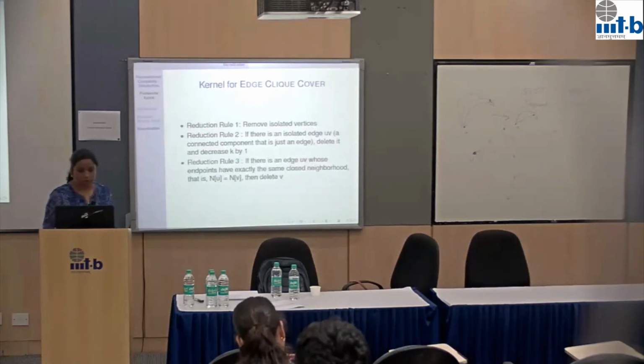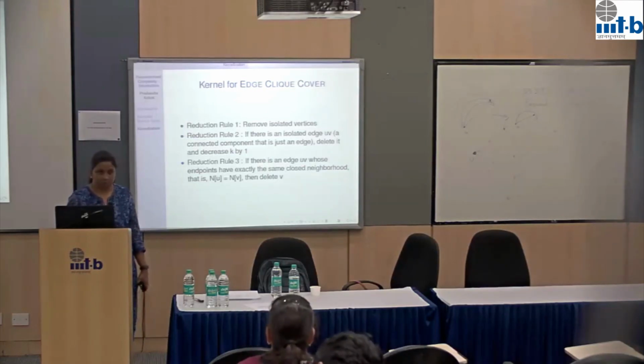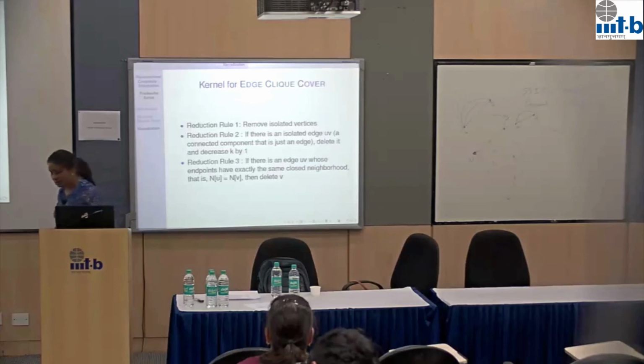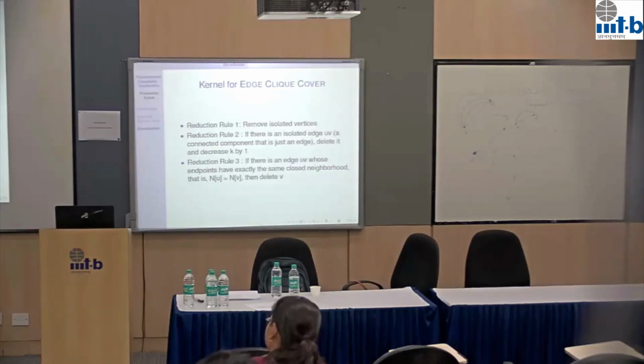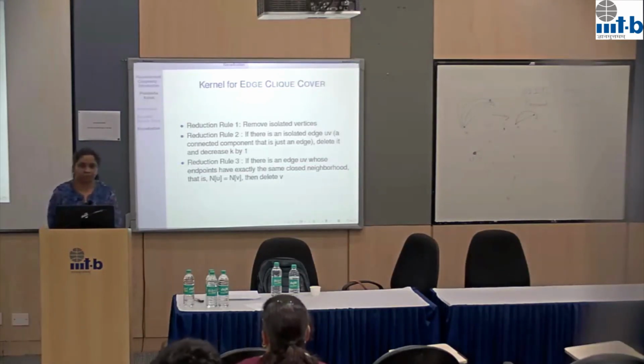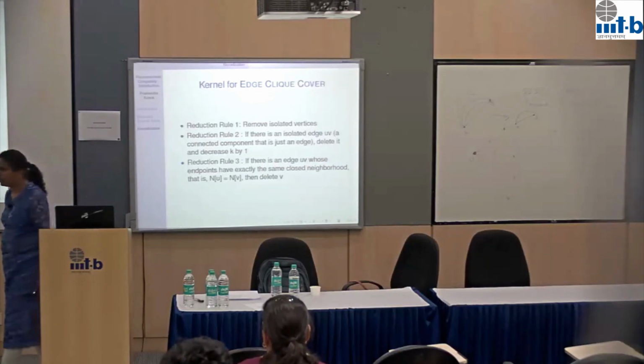The next reduction rule is this: if there is an edge UV whose endpoints have exactly the same closed neighborhoods. So there is an edge UV, and the set of neighbors of U and the set of neighbors of V are the same. U and V have an edge between them, and the other neighbors of U and of V are the same. In that case, you delete one of them. Okay. So why is this fine? I'm not doing anything to the budget. I'm just keeping the budget as it is.